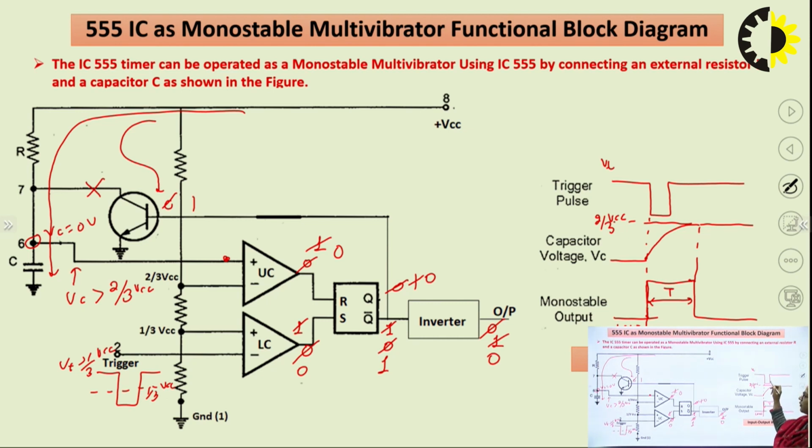And the moment I have applied the triggering pulse, it will switch its state from stable to quasi-stable state for a particular time duration capital T, and after that it will again acquire its stable state. So in this way we will be able to generate a pulse at the output when we apply an external triggering pulse.